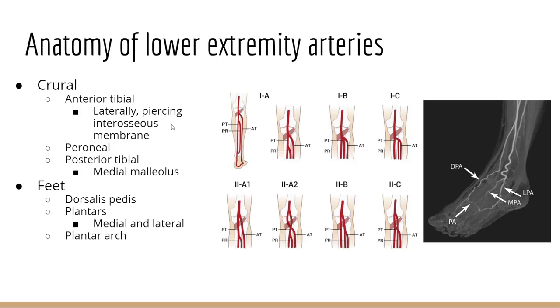Once the AT arises off the popliteal artery, the artery becomes the tibioperoneal trunk, which then bifurcates into the peroneal and posterior tibial arteries. The posterior tibial artery, of course, traveling behind the medial malleolus. In the feet, there are 3 main arteries that we're concerned about: the dorsalis pedis, the plantars, medial and lateral, which end up communicating via the plantar arch, which it's important to indicate on the study and communicate whether or not that plantar arch is patent or not.